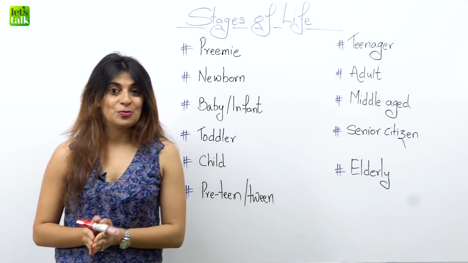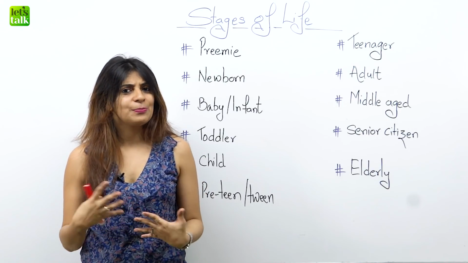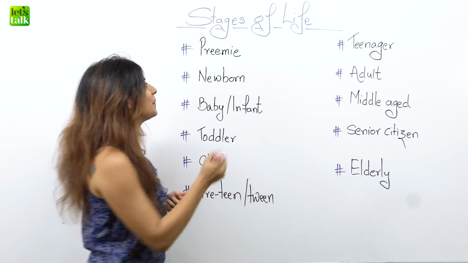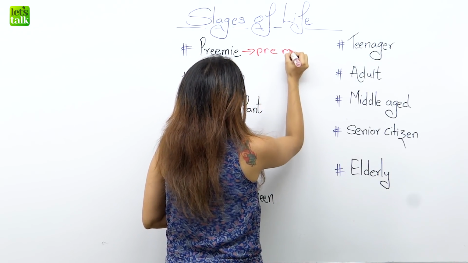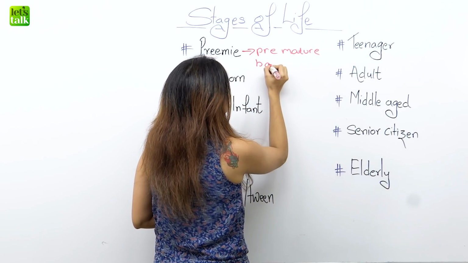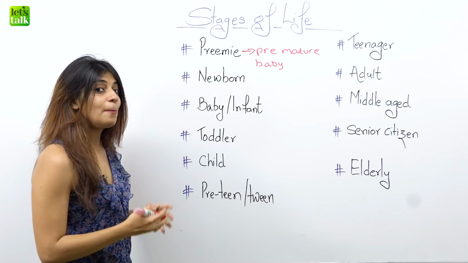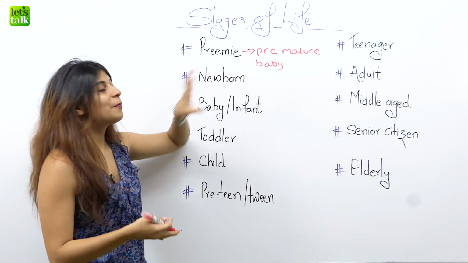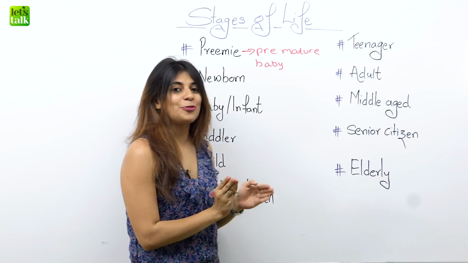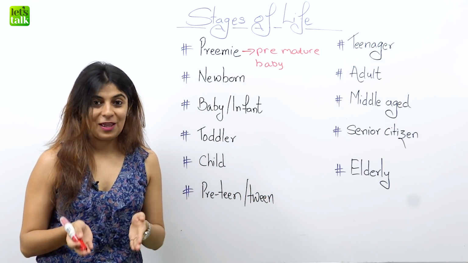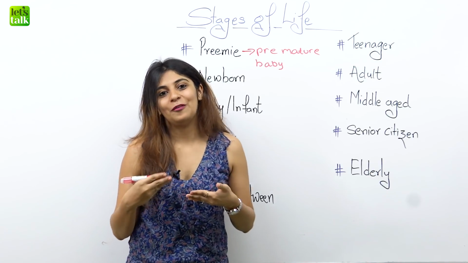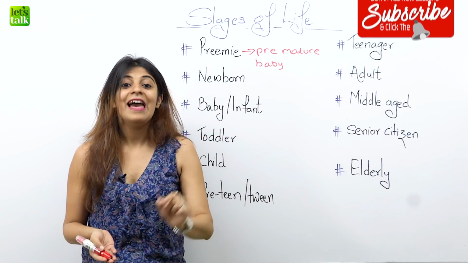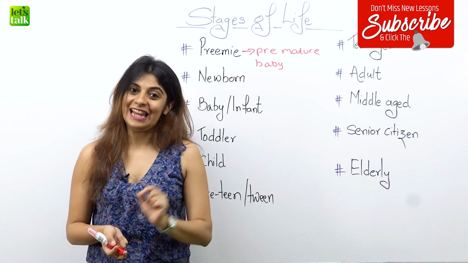We're going to start with the very first one, which is a preemie. So, who is a preemie? Well, preemie is an English term that we use for a premature baby. So a baby who is born before he or she is completely developed in the woman's womb. Like my sister was a preemie, okay? So which means that she was born in the 8th month of the pregnancy. So before she was fully developed, she was born, so she was a premature baby, and this stage of life is called preemie in English.